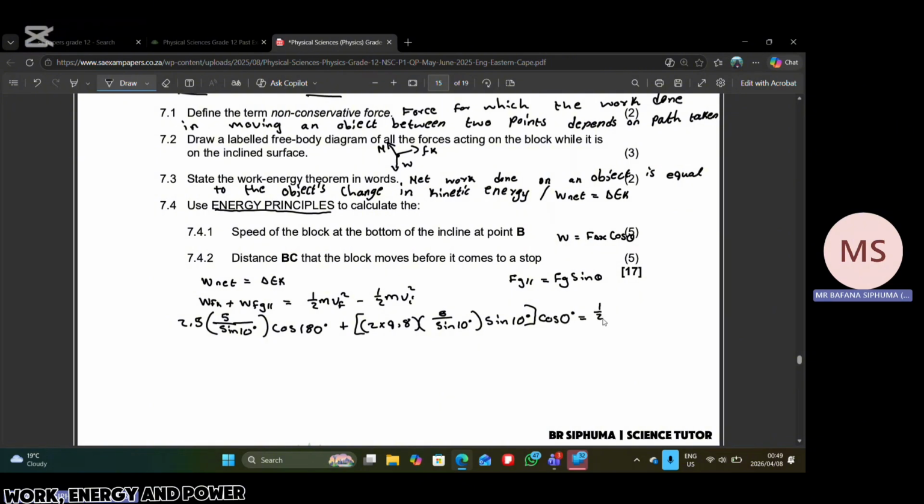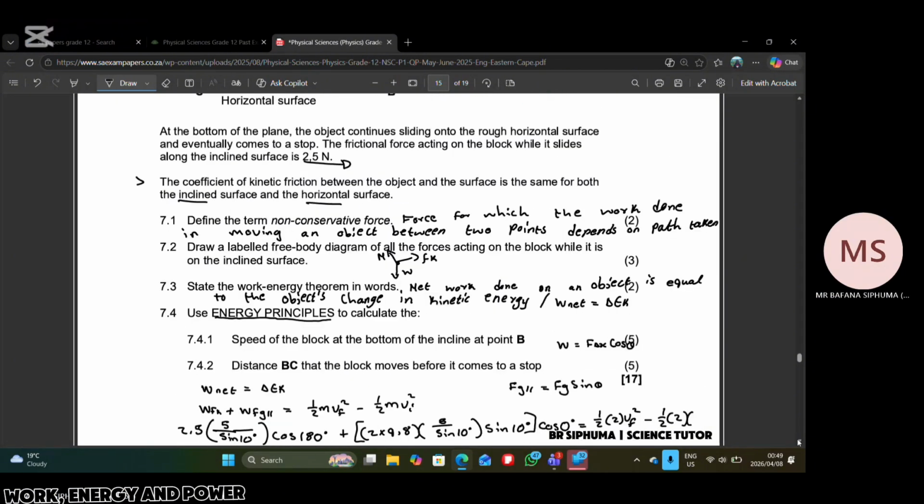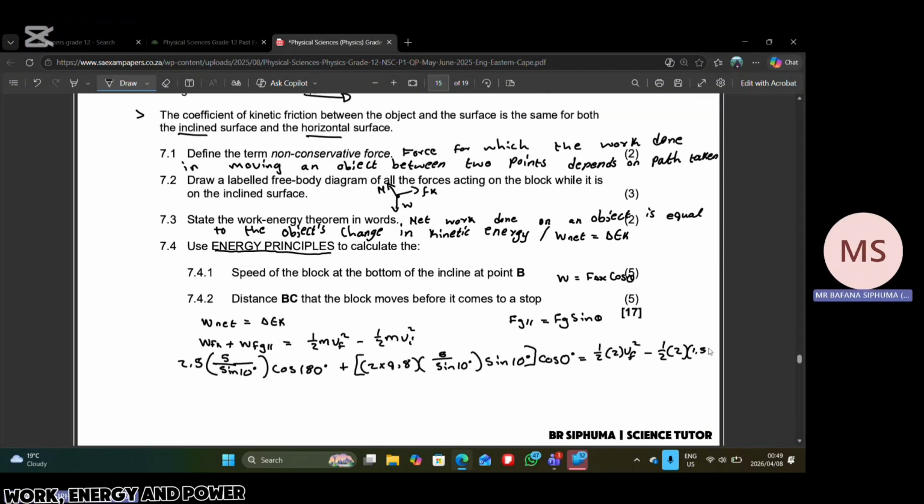So I'm going to have 1 over 2 into 2. What is my final velocity? I don't know, I'm looking for it. So I'm going to say Vf squared minus 1 over 2 into 2 multiplied by what velocity was, 1.5 squared. So now look at this before I forget. Because the two are multiplying, 5 over sine of 10 multiplied by sine of 10, I can cancel them. I'll be left only with 5. So it comes back to this.